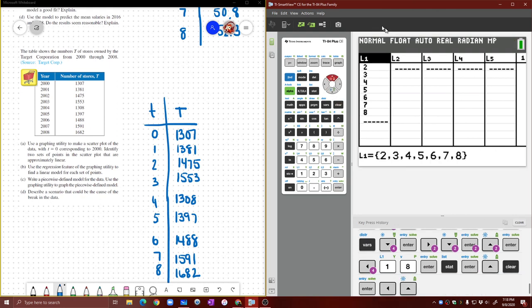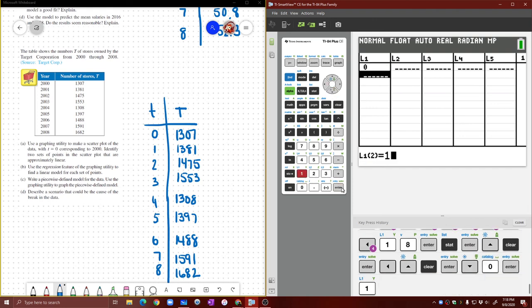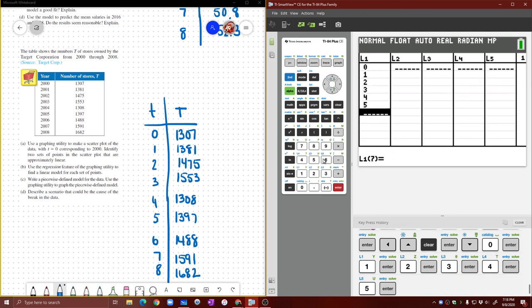So again, you go up to the name of the list, hit clear, and push enter, and it erases everything you did in the list. So we're going to start at 0, 1, 2, 3, 4, 5, 6, 7, 8. All right, now time to enter some numbers.